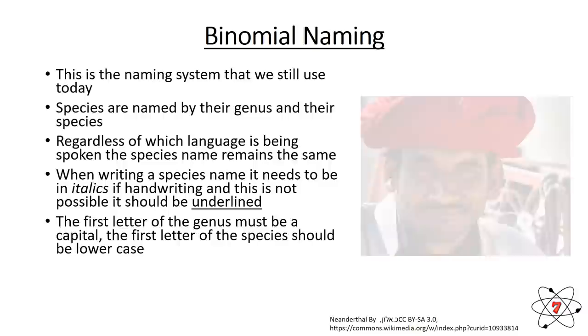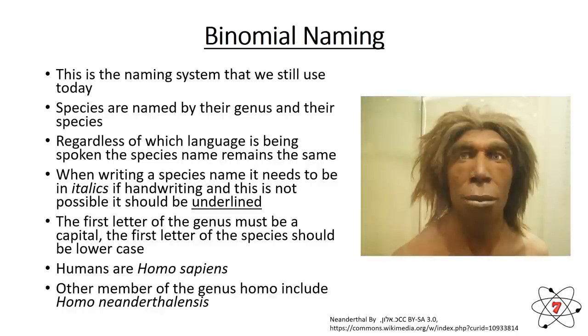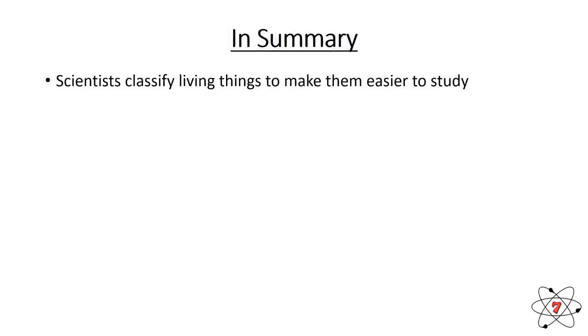So let's think about humans as an example. We are Homo sapiens. Homo is our genus, has a capital H. Sapiens is our species, has a lowercase s. Our binomial name is Homo sapiens. We could also look at some close relatives of ours, Neanderthals. Now these are also part of the genus Homo, which means they are closely related to us. So they form Homo neanderthalensis. Homo, their genus, neanderthalensis, their species. Capital, lowercase.